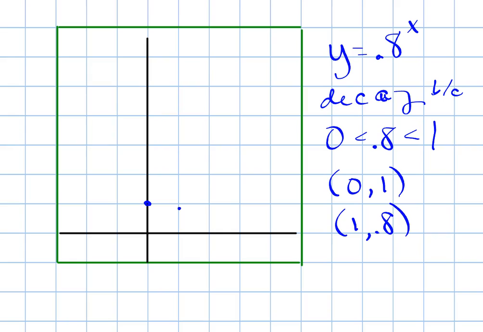Yeah, let's try further out. Let's try like 4. What if x is 4? Plug that in on your calculator. What is 0.8 to the 4? 0.4096. Okay, so about 0.4, just under a half. So if I go over 4, come down here. What about where x is -2? Yeah, 6.4. So we're going to go up 1, 2, 3, 4, 5, 6.